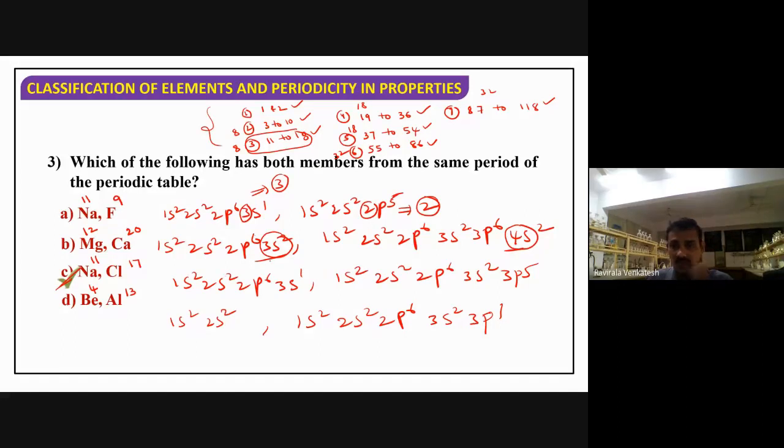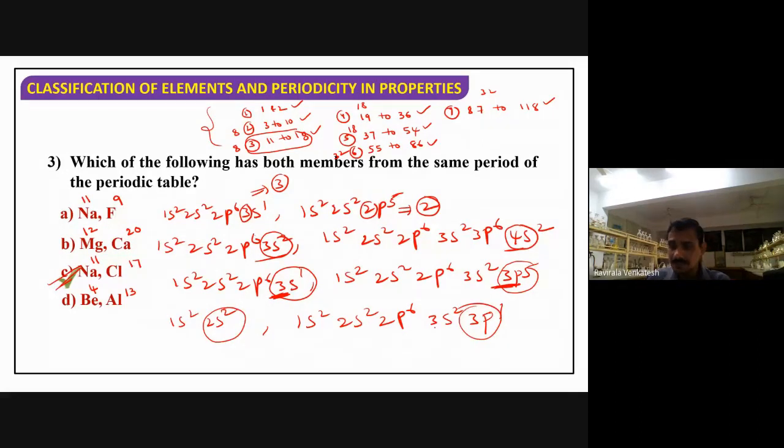Now what is the valence shell here? 3s1. And here the valence shell is again 3p5. Both are the same, so they are in the same period, third period and third period. The answer will be C. Here the valence shell is 2 and here it is 3, so they belong to different periods.